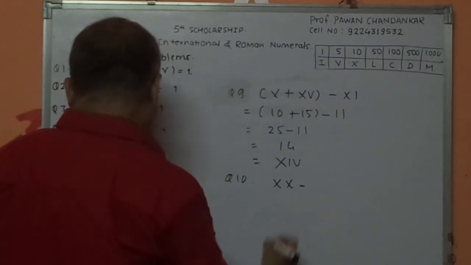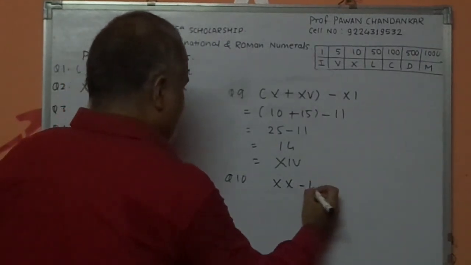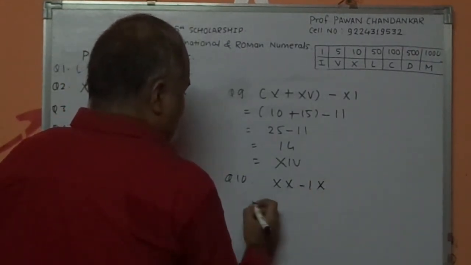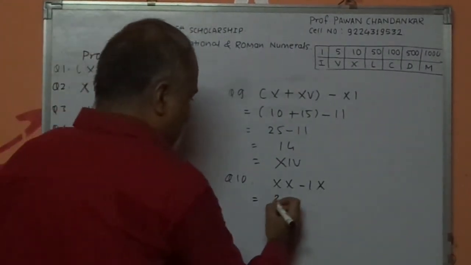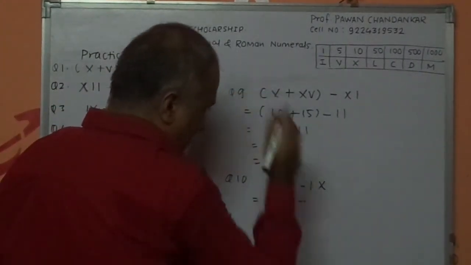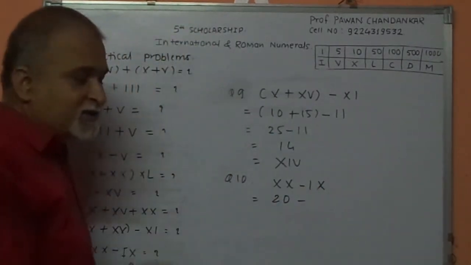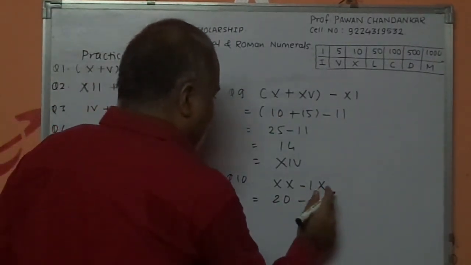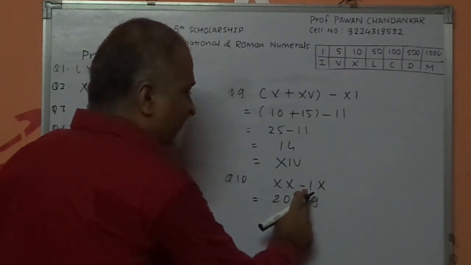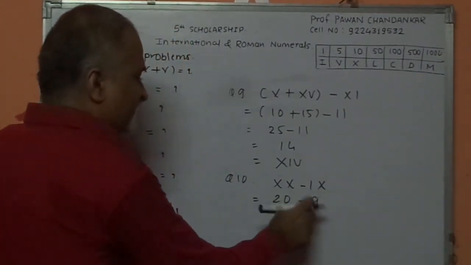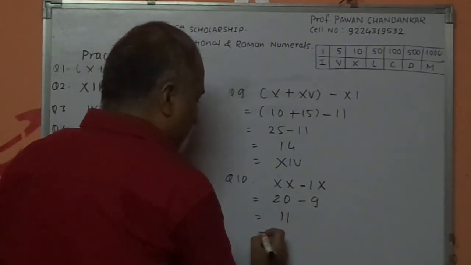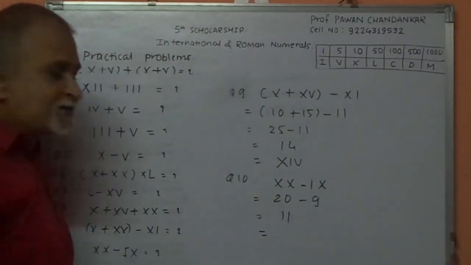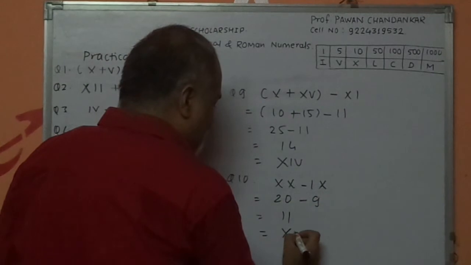xx minus ix. So students, xx means what? X is written twice, means it is 20. So 20 minus ix means what, students? It is 9. Because 10, and I is written to the left of 10, means 1 is subtracted from 10, so it is 9. So 20 minus 9 is what, students? It is 11. How will you represent 11 in Roman numerals? XI.